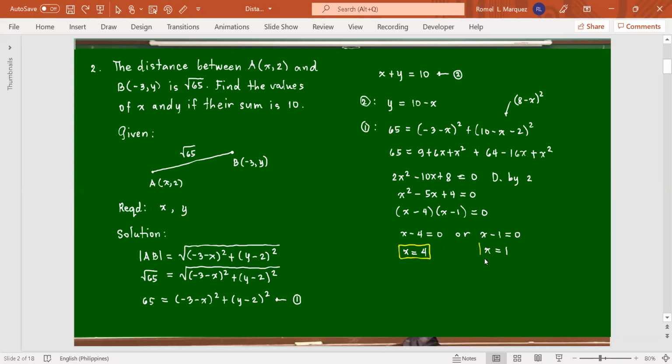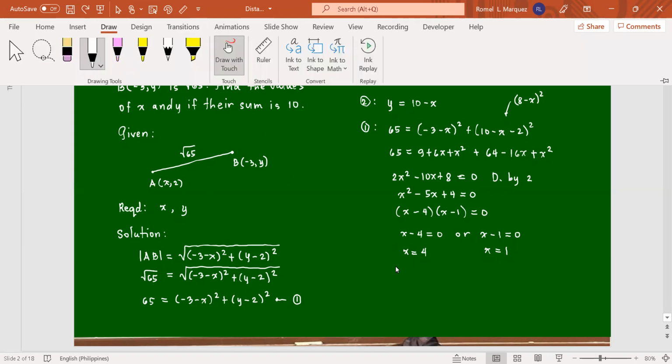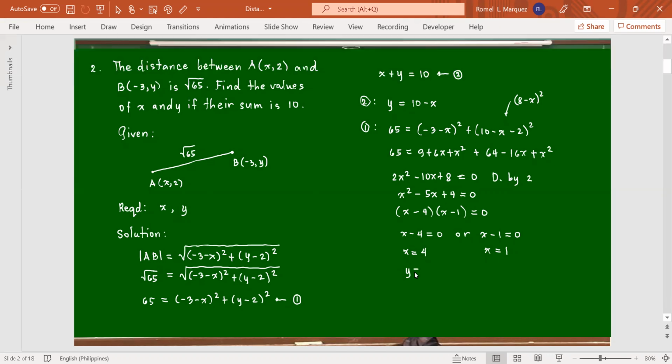Now, what about the corresponding y? So, if you have x equals 4, what is y, guys? 6, because the sum is 10. What about if x is 1? 9. So it is 9.